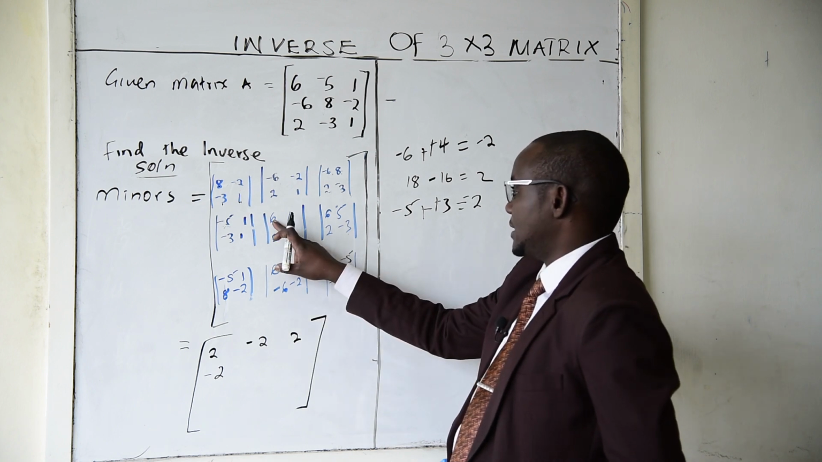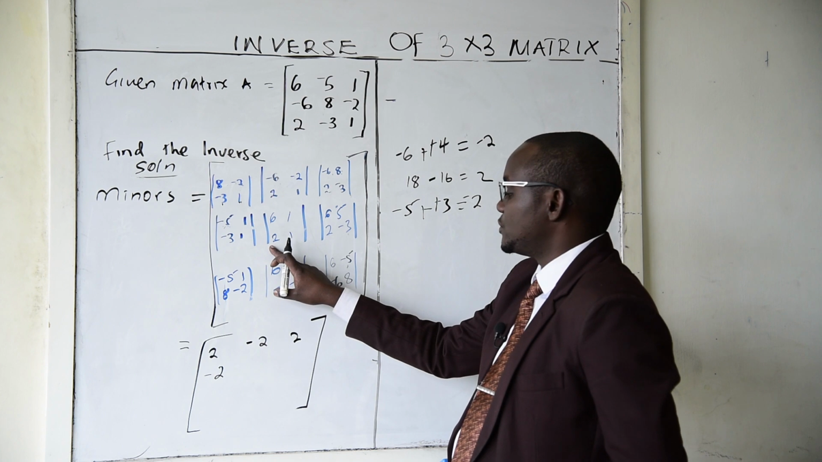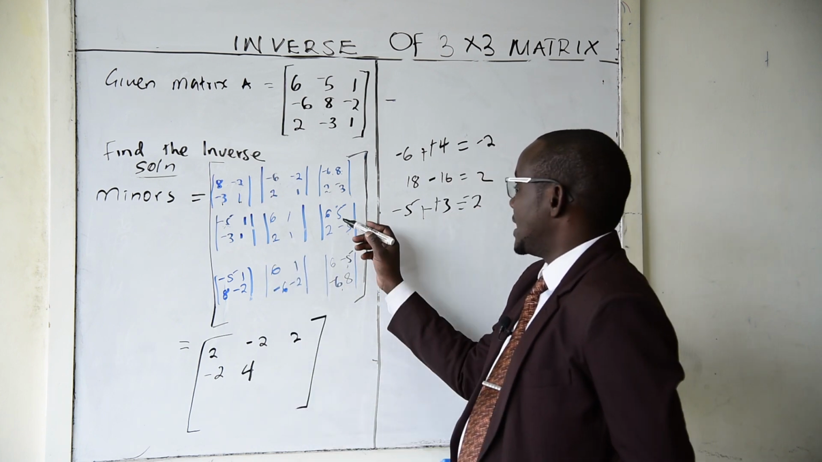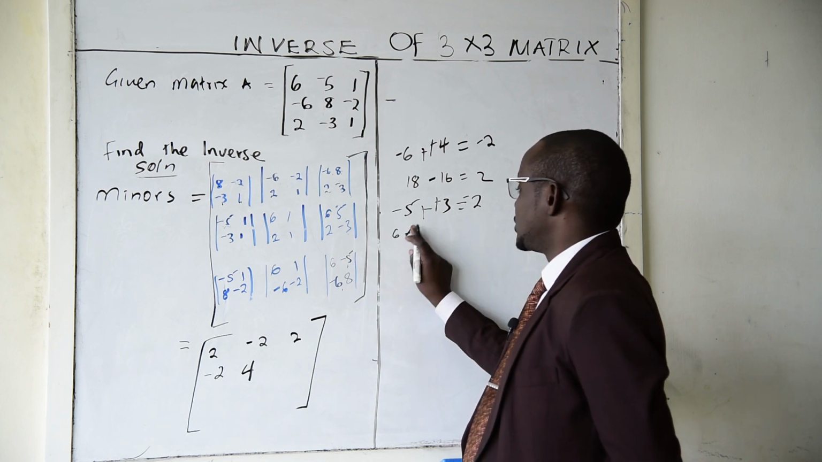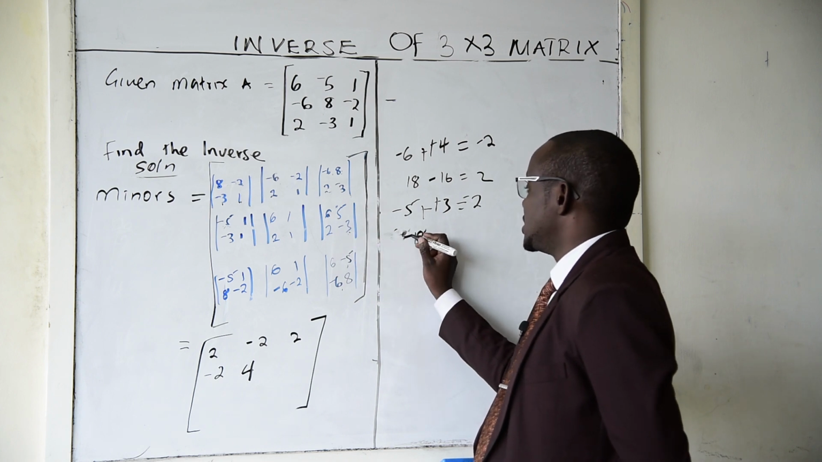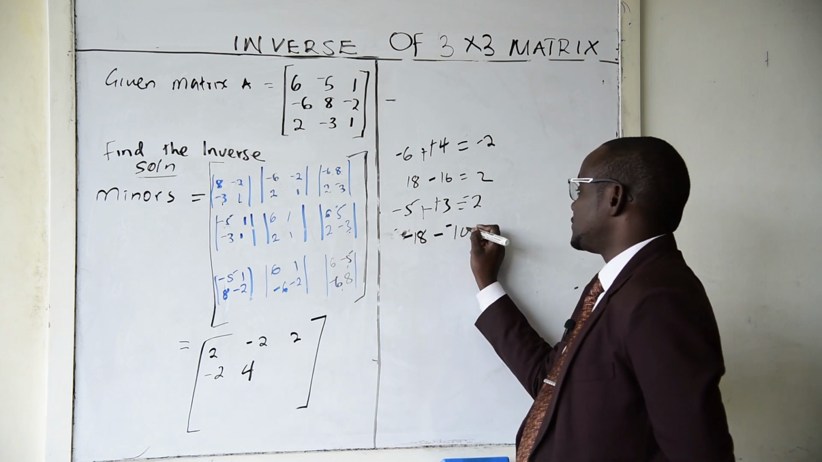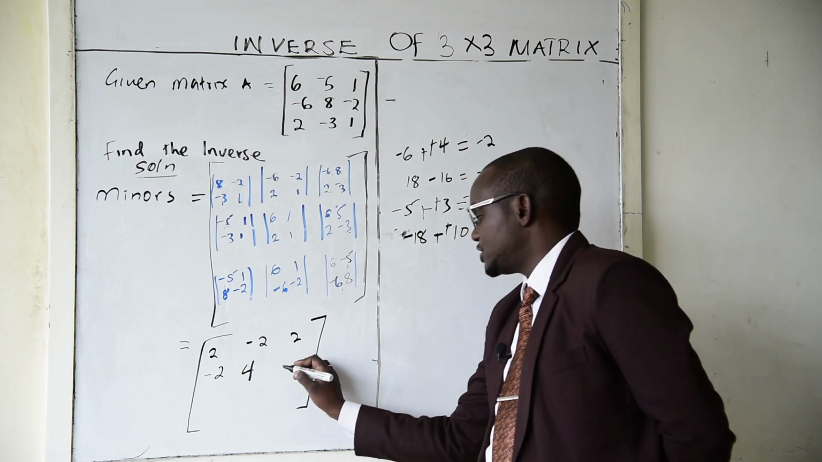We have 6 multiplied by 1, which is 6, minus 1 multiplied by 2, which is 2. That means the second element is 4. Here we have 6 multiplied by negative 3, which is negative 18, minus negative 5 multiplied by this, we have negative 10. Our third element is negative 8.